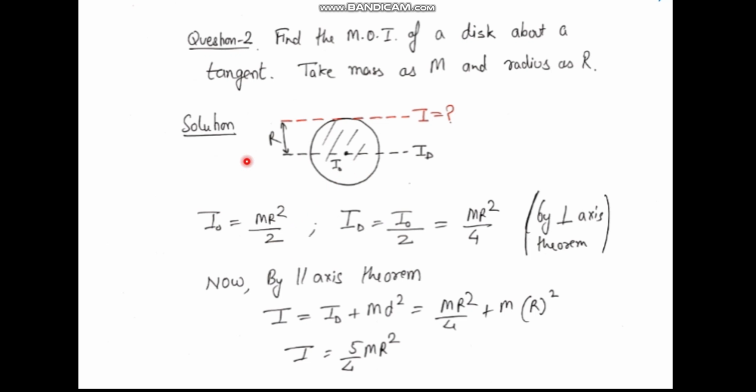Now if this is ID, I know that ID will be I0 by 2. This we have used by the perpendicular axis theorem, earlier we have derived. So ID is MR squared by 4. Now by the parallel axis theorem, I is equal to ID plus MD squared. So I will be equal to ID plus MD squared. That is MR squared by 4 plus MR squared, and it is 5 by 4 MR squared.